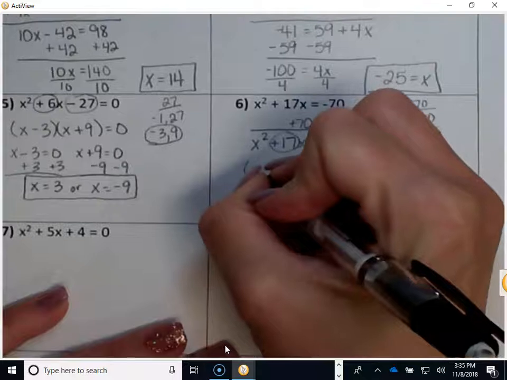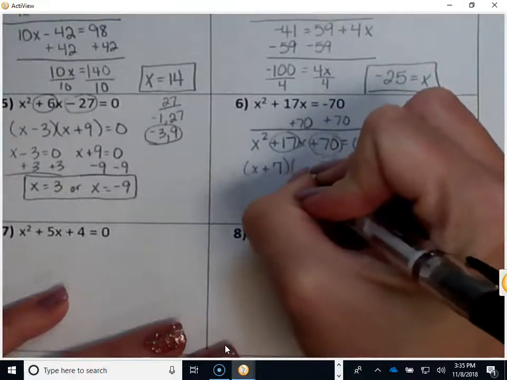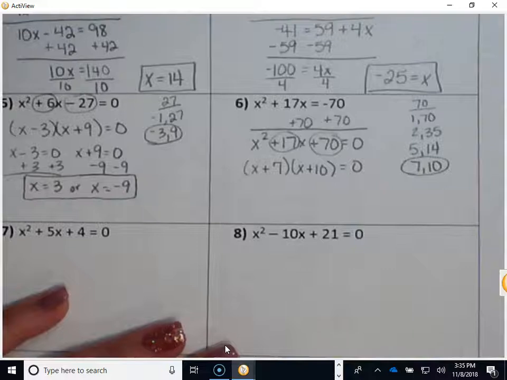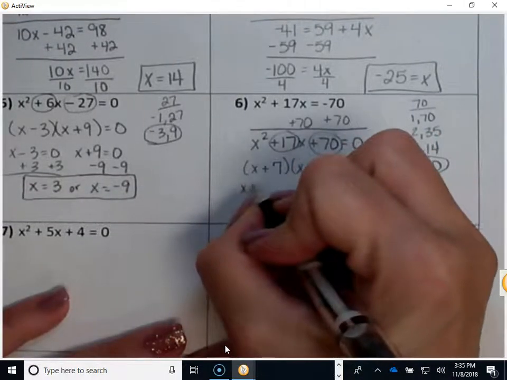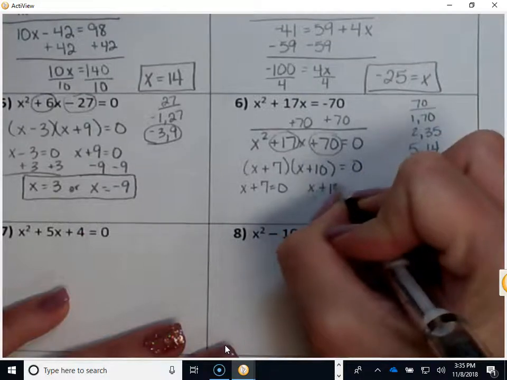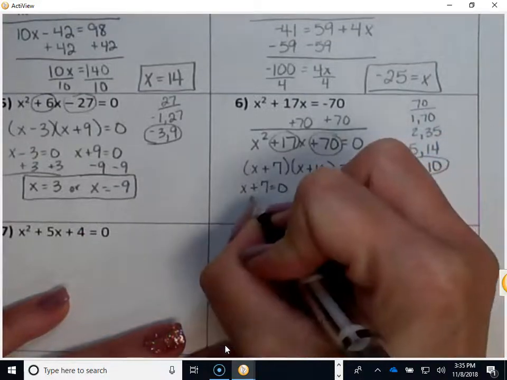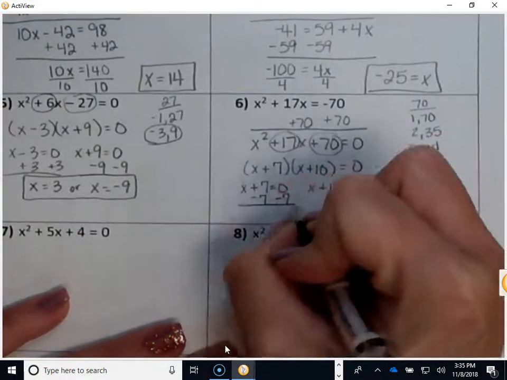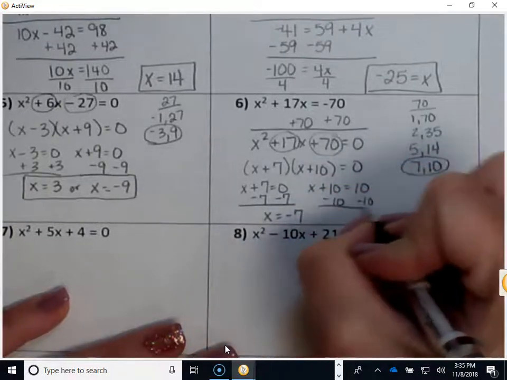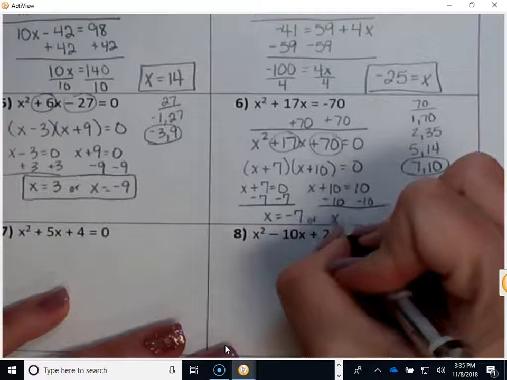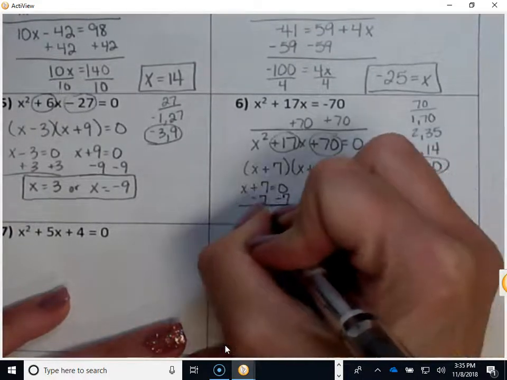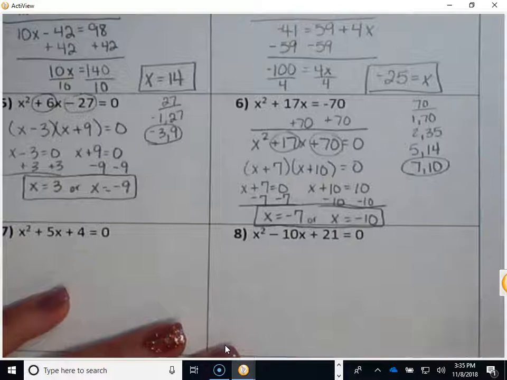So we've got x plus 7, because it's positive 7, x plus 10, because it's positive 10, set equal to 0. Set each one of those equal to 0 and solve. X plus 7 equal to 0, x plus 10 equal to 0, and then get x by itself. So we get x equals negative 7, or x equals negative 10. So those are my two possible answers for x for that one.